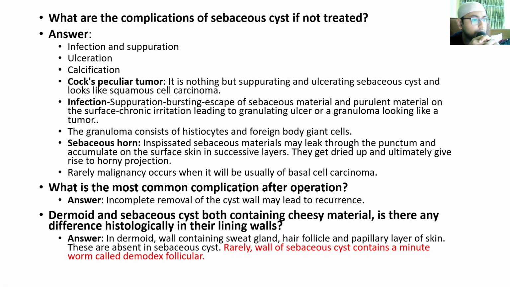What is the most common complication after operation? Incomplete removal of the cyst wall may lead to recurrence. Dermoid and sebaceous cysts both contain cheesy material. Is there any difference histologically in their lining wall? Yes, it's a very important question. In a dermoid, the wall contains sweat glands, hair follicles, papillary layers of the skin. That means ectodermal, endodermal and mesodermal derivatives can be found within the dermoid cyst. But in a sebaceous cyst, these things are not found, only cheesy material.